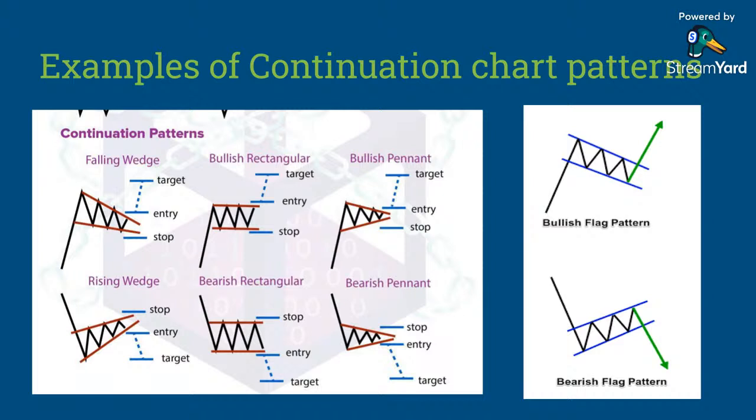Okay, the moment you observe a continuation pattern, if you look at it carefully, you see where the right entry is. It means the moment the coin breaks out, that is the point you're expected to enter. Because once you discover that it has broken out, you're now convinced that this coin is going to go up. Then you look at the target.